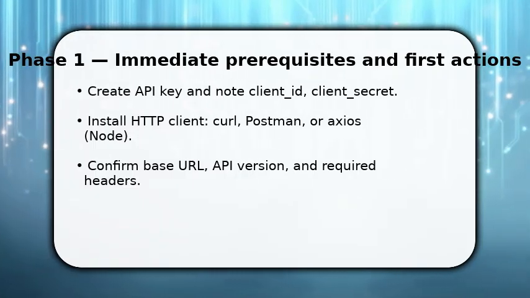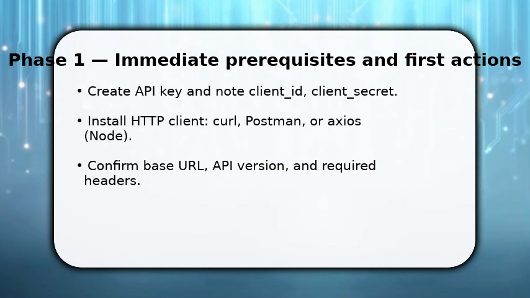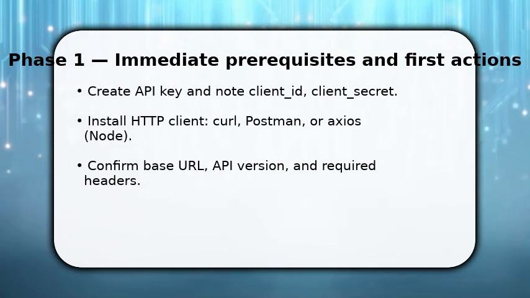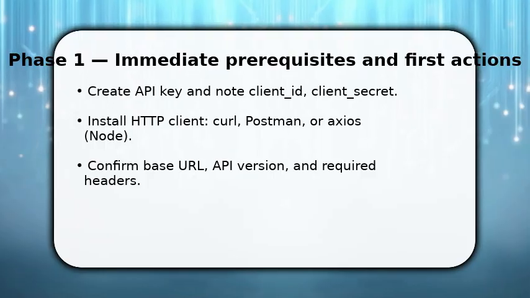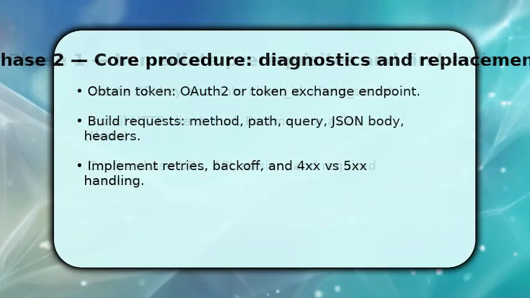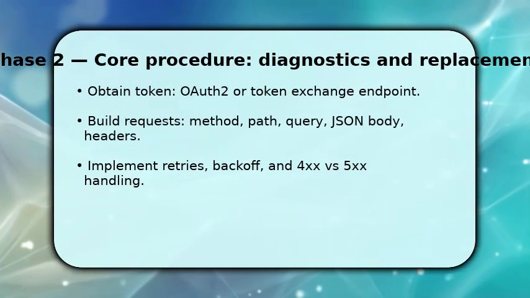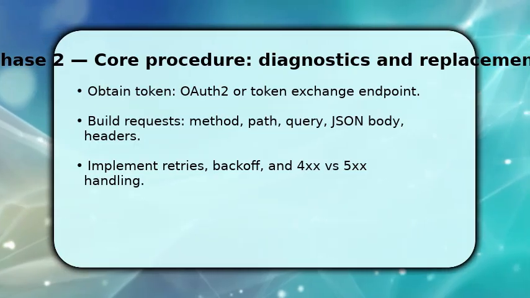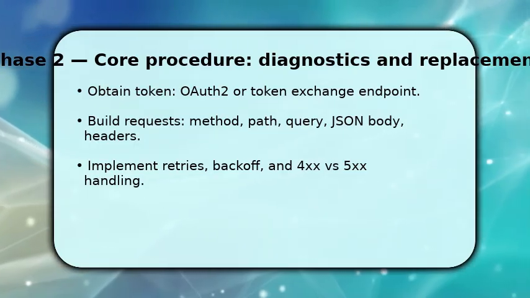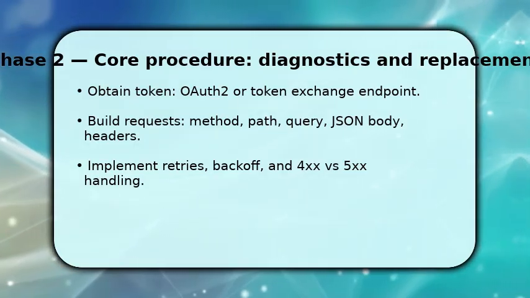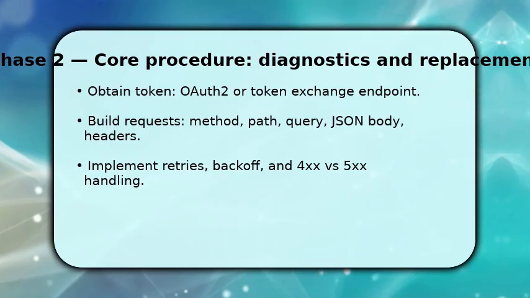If that succeeds, proceed to authentication steps and request formats, because knowing the response shape saves debugging time later. You now authenticate. Exchange client ID and client secret for an access token using the OAuth 2 flow or token endpoint. Store it securely and refresh when expired.